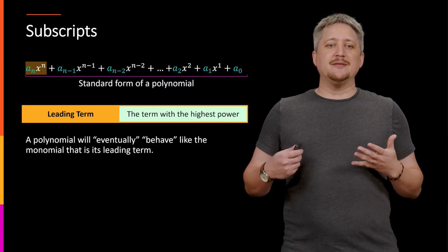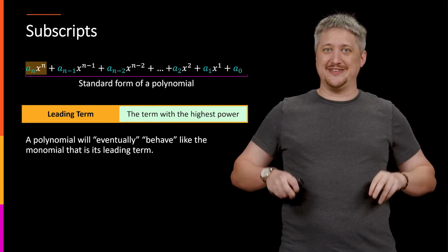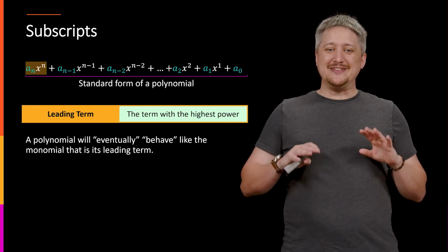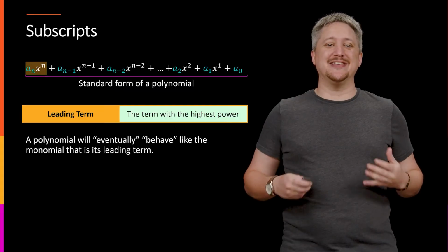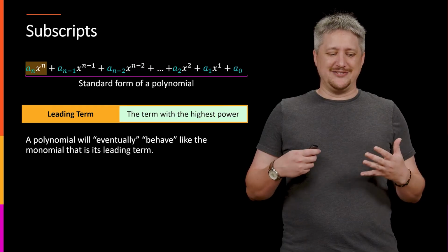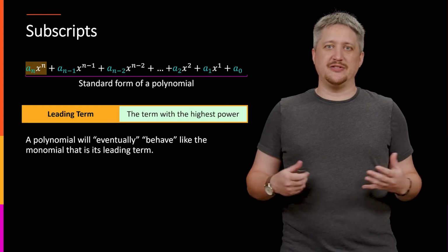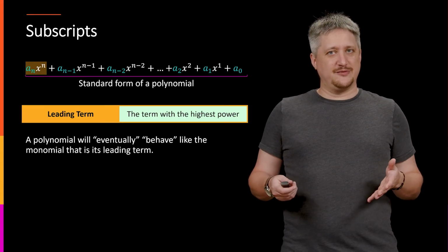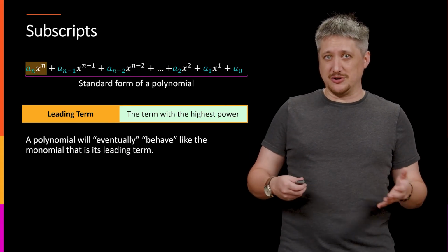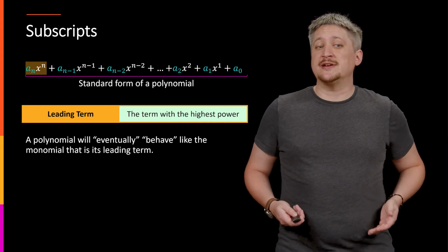So we care about this term because the polynomial sort of eventually behaves, and I realize those are very hand-wavy terms that we're going to dive into later, like the monomial that is the leading term. So the leading term, in some sense, dictates a lot of the eventual behavior of the polynomial and thus can be very useful. It doesn't tell us much necessarily about the short-term behavior. And again, what we mean by these terms is something we're going to explore in other sections, but this motivates why we care about the leading term specifically.